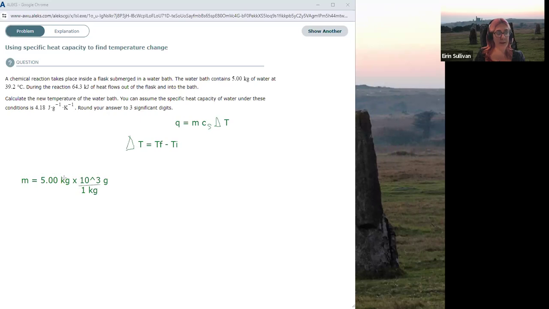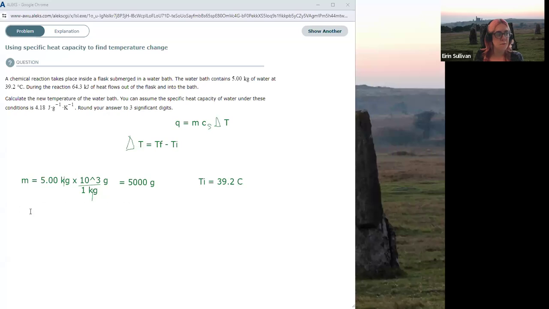Dimensional analysis is your friend. So we end up with 5,000 grams, lovely stuff. Okay, and then my initial temperature, we're just going to leave that for a second, it's 39.2. So just leave that there. Okay, we're going to solve for delta T.